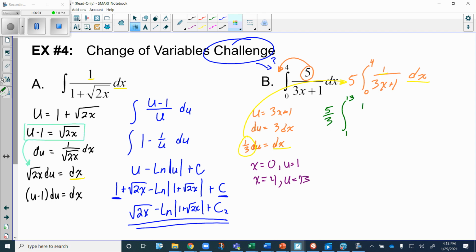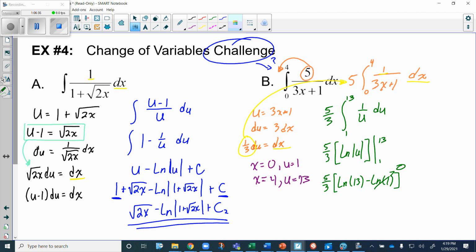And in this case, we're going to have 1 over u du. So we get 5/3 times the natural log of u, evaluated from 1 to 13. So 5/3 times the natural log of 13 minus the natural log of 1. And the natural log of 1 is 0. So that would be 5/3 times the natural log of 13. There we go.